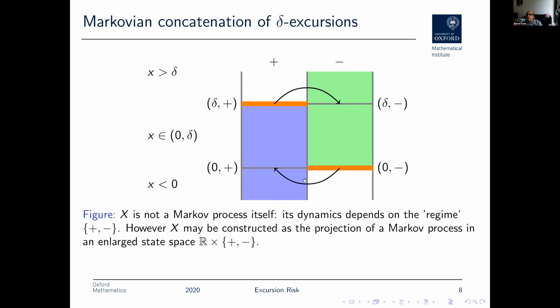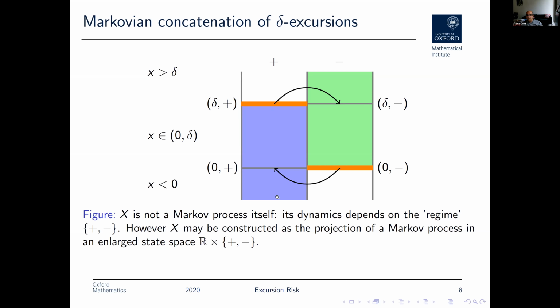And then I will show that the thing I want, X, is the projection of this Markov process on its first component, the position. Okay, so how does this work? Well, you can think of it like this. I have a Markov process evolving on the real line, but now I make two copies of the real line, plus and minus. I label one plus.